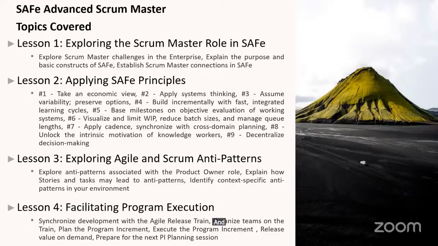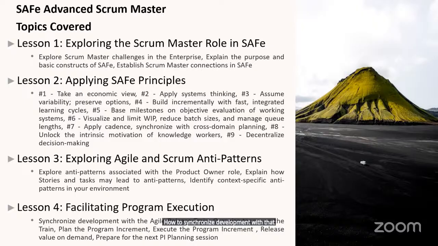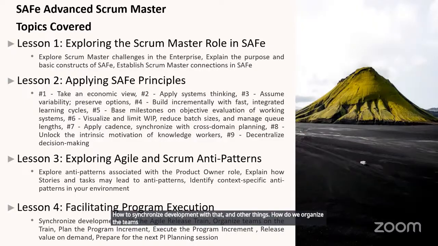And we will also look at how stories and tasks will lead to anti-patterns. How do we identify some context-specific anti-patterns? So all these things we will discuss in lesson 3. Lesson 4, we look at facilitating program execution. How to run the agile release train, how to synchronize development with that and other things. How do we organize the teams on the train?